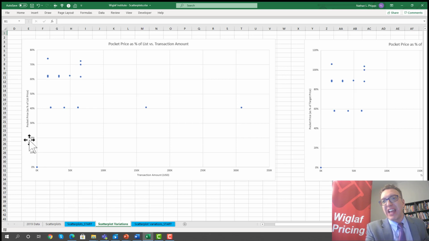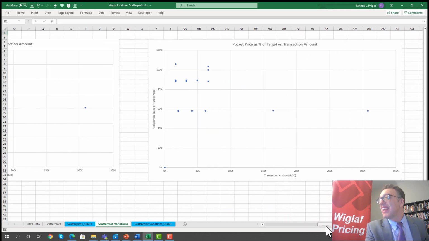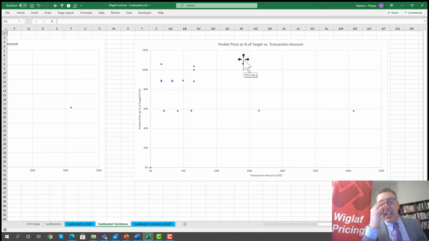Notice here on the vertical axis, it's no longer expressed in terms of dollars. This is exactly what percentage of list that given pocket price is. And the second example is taking the pocket price and expressing it in terms of a percentage of a target price. This is a company that actually has some type of commercial policy in place to where they actually set target prices for what they expect their products to be sold.